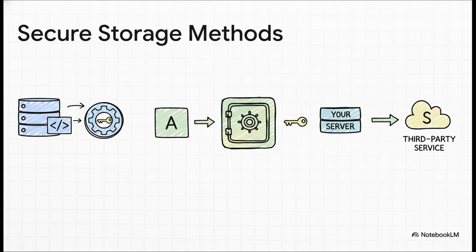The most common one is to use something called environment variables. This basically means the key lives on the server itself, totally separate from your code. For more complex setups, you can use a dedicated secrets manager like AWS Secrets Manager. Think of it like a high-tech digital vault just for your secret keys. And another really clever approach is to use a back-end proxy, where your public-facing app never even sees the key. It just asks your own private, secure server to make the call for it.